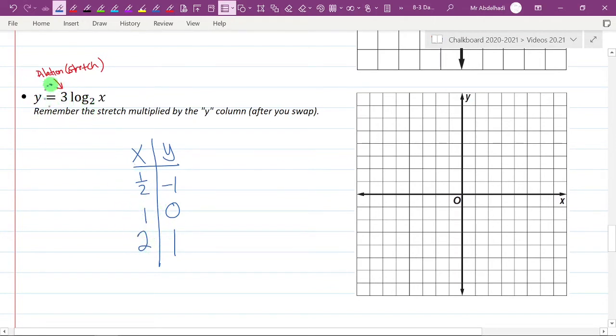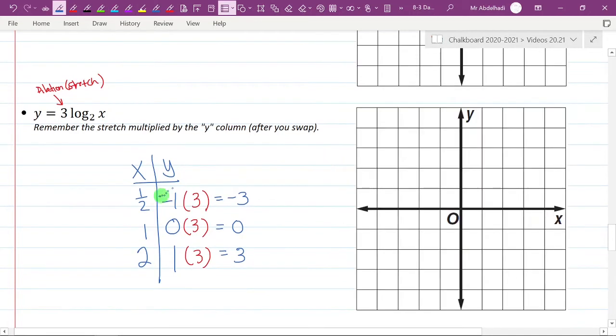Now, if you have a stretch, just like you did with the exponentials, you're going to multiply the y column with that number. So we have a stretch of 3 here. Multiply all of these by 3. Now, this is done after you've filled in your entire table. Okay, so this is going to be -3, 0, and +3. Okay, and there's no shifting to do, so we're ready to go right to our graph here.